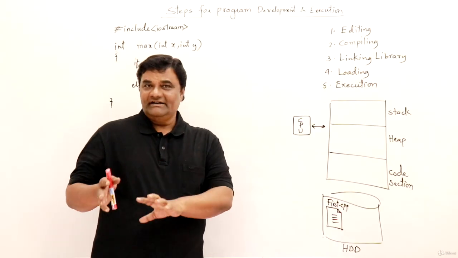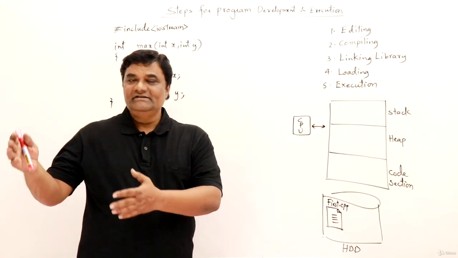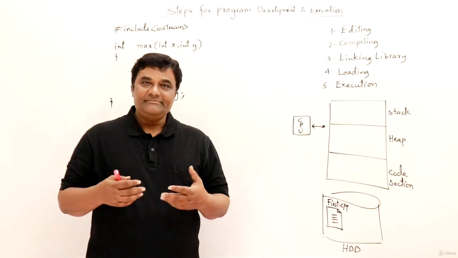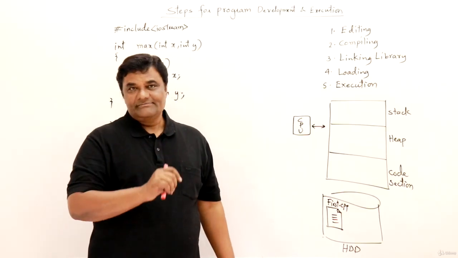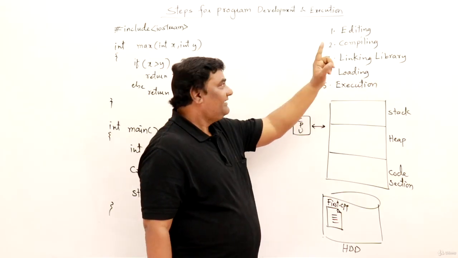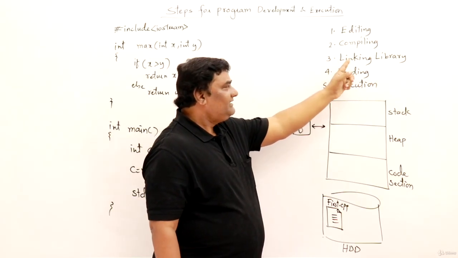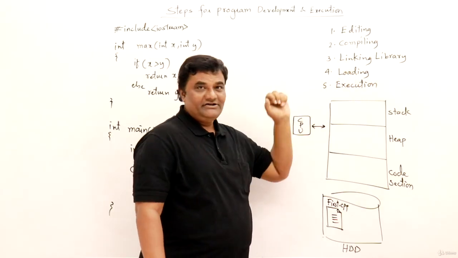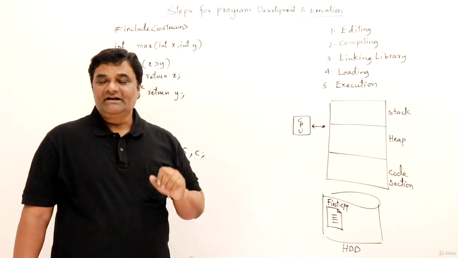So we will not be learning again and again, but we will be using these steps every time we are writing any program. So what are the steps involved? Let us see. First step is editing. Second is compiling. Third, linking libraries, then loading and execution. So let us pick up the first one.